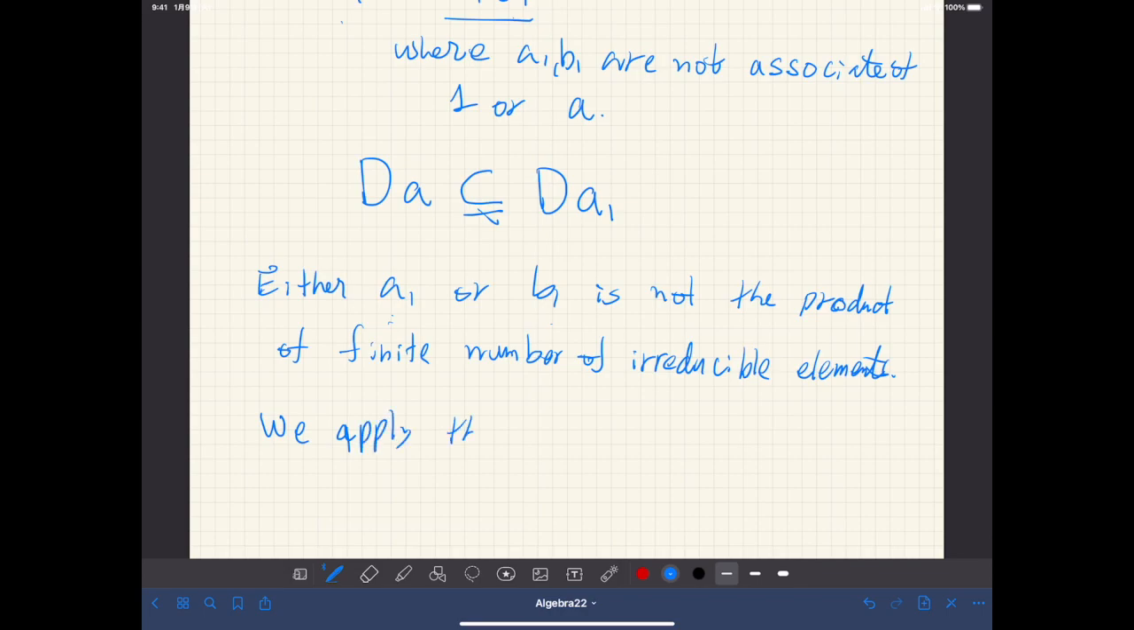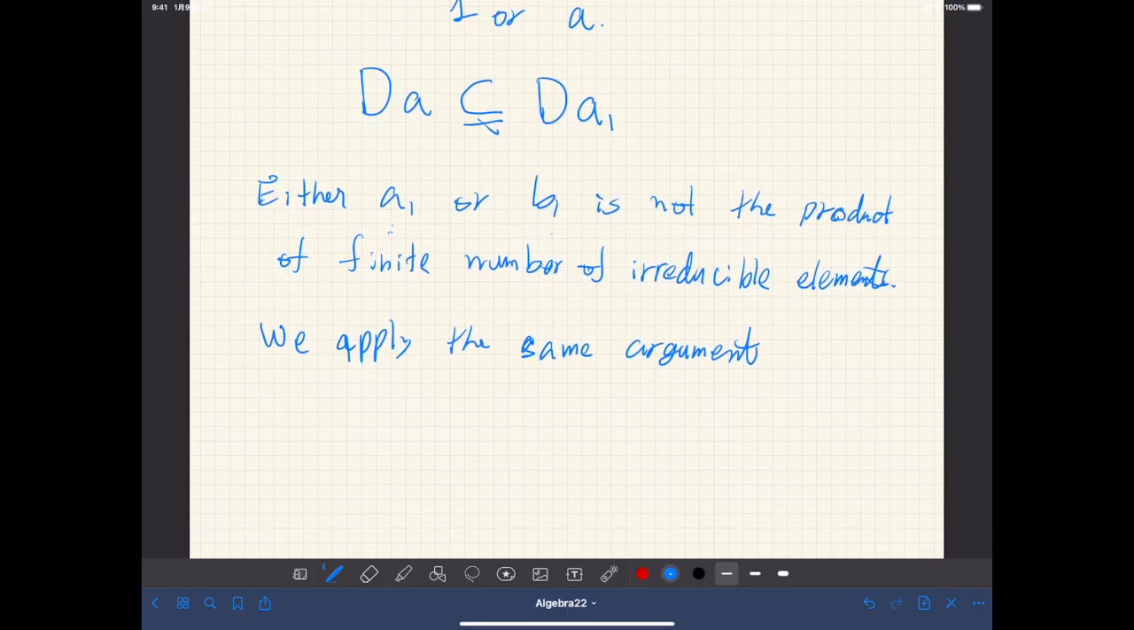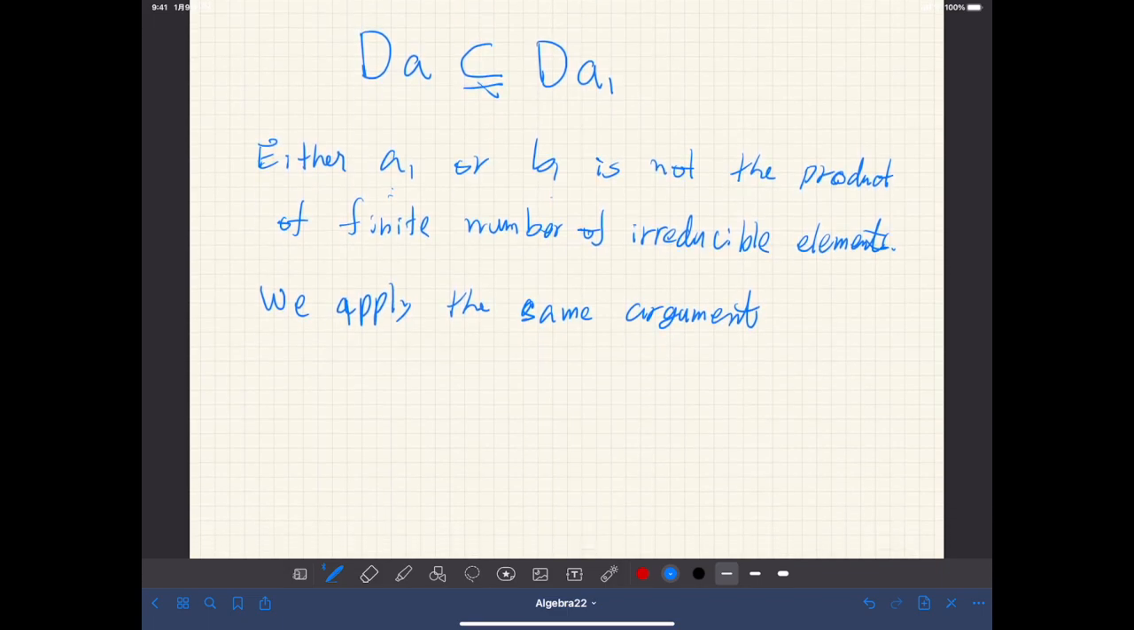We apply the same argument, so A1 can be expressed as a product of A2 times something, where that something is not a unit, so A2 is not an associate of A1. So we have that the principal ideal dA1 is a proper subset of dA2.